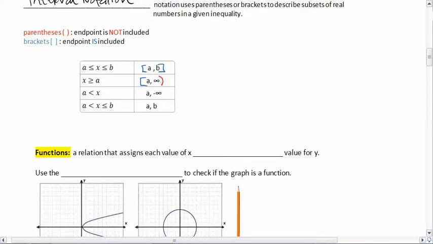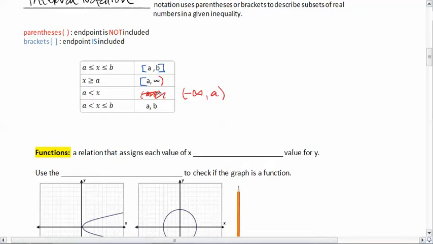So x never actually equals a, which means that we'll have parentheses around the a. Also, the other value we have is negative infinity. I should have written that in the other order, where we have negative infinity, comma, a. So we'll do that over here: negative infinity, a. And again, we can't actually get to infinity, so we're going to write parentheses, negative infinity, and parentheses a.